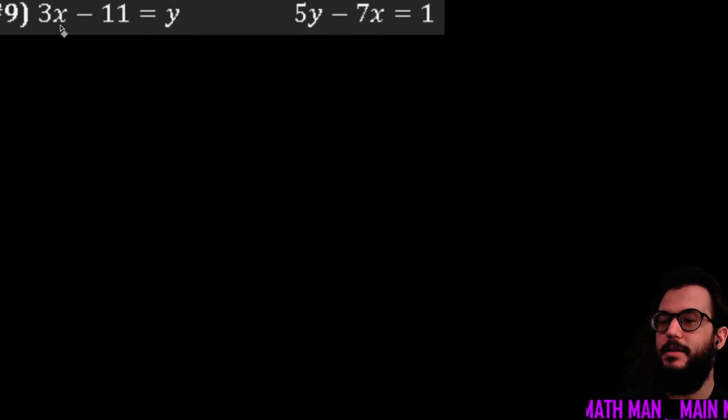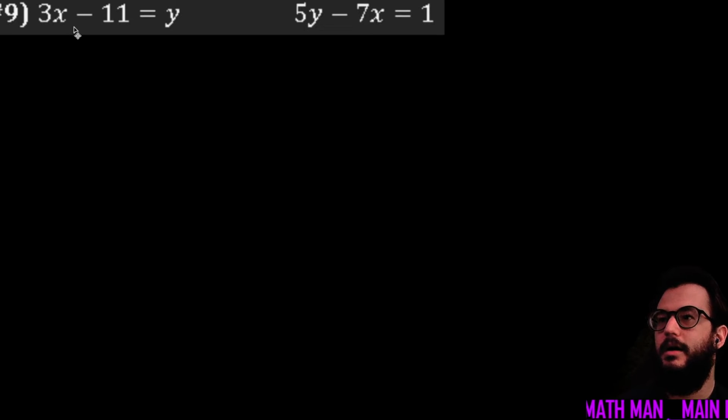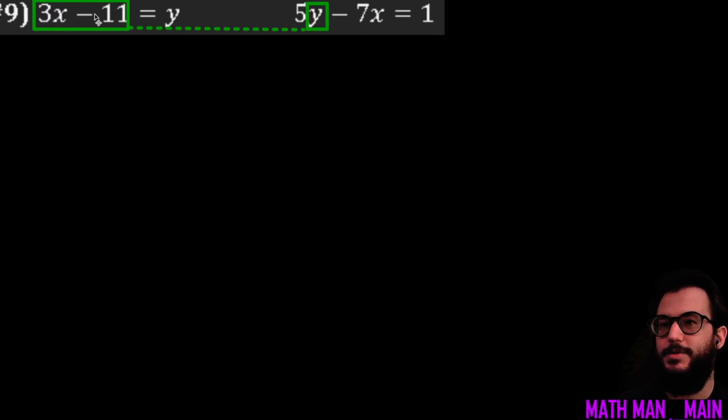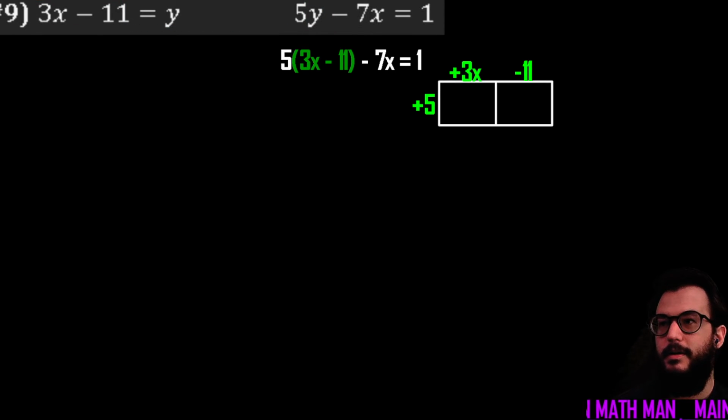Moving on to number 9, one more after this and I'll be done. I have 3x minus 11 equals y, so I'm going to take that expression and plug it in for y into my second equation. So I'm going to have 5 times the quantity 3x minus 11 minus 7x is equal to 1. So it should always be in terms of one variable after I substitute it in. Make sure you use that distributive property, multiply carefully.